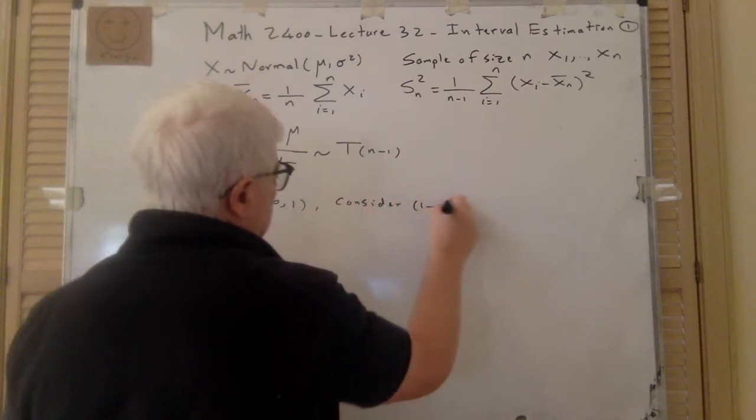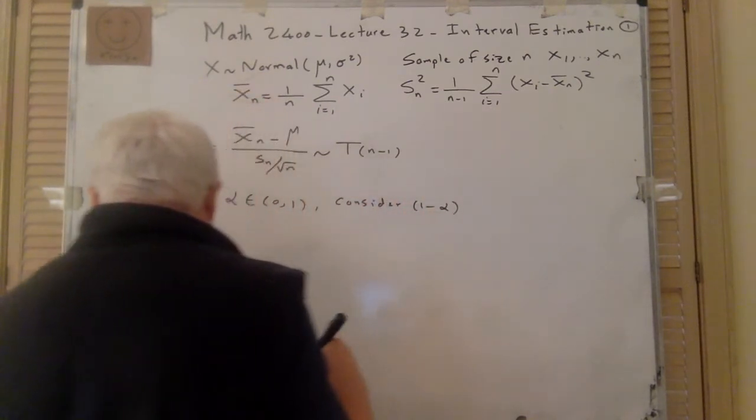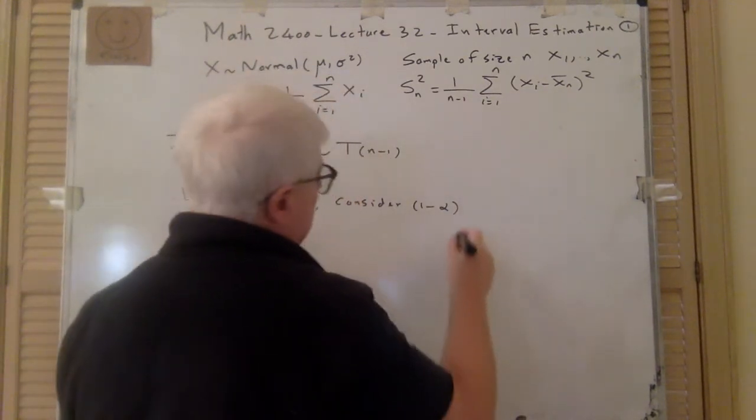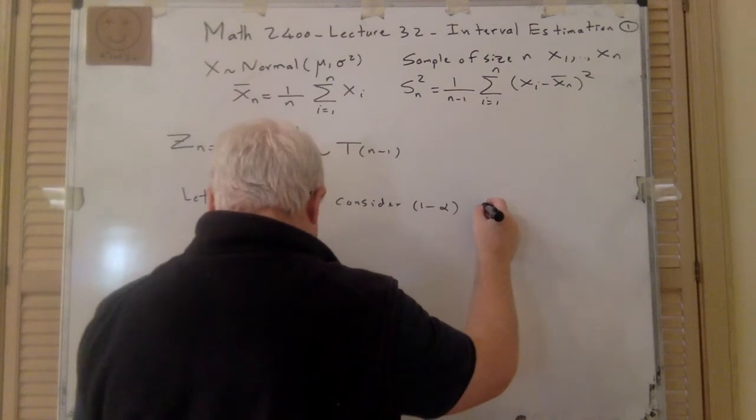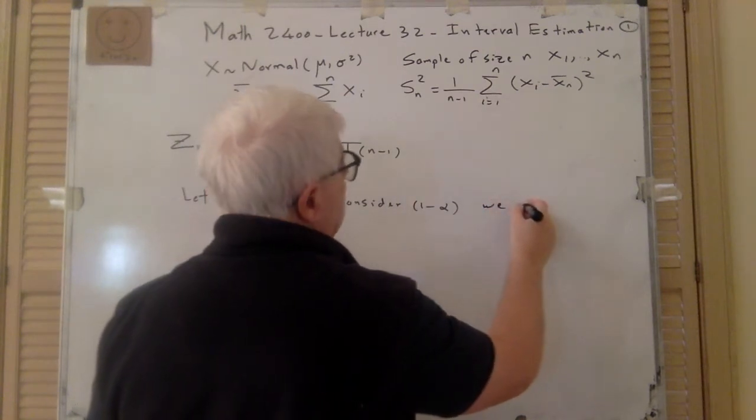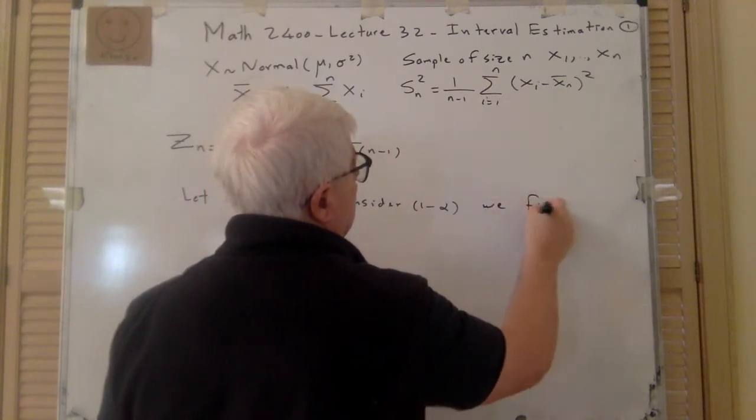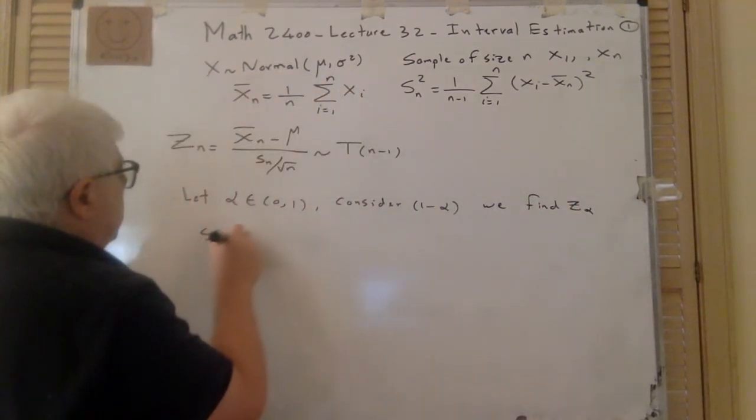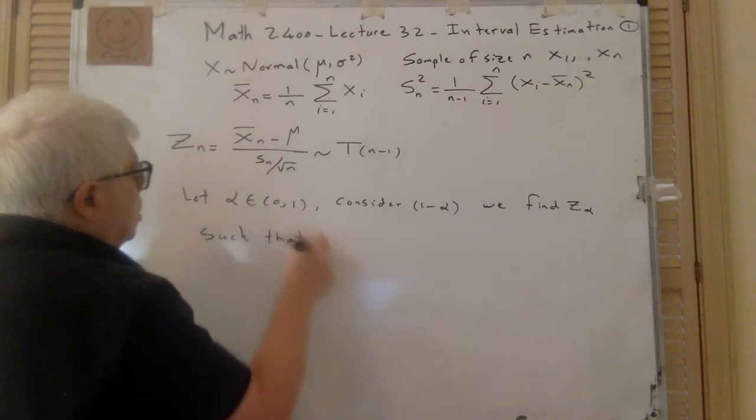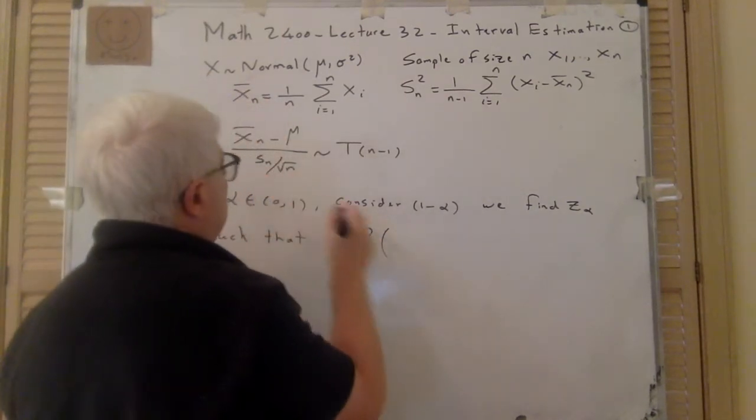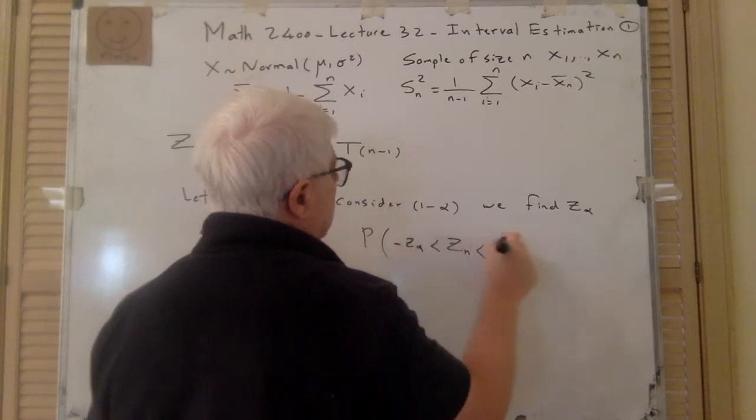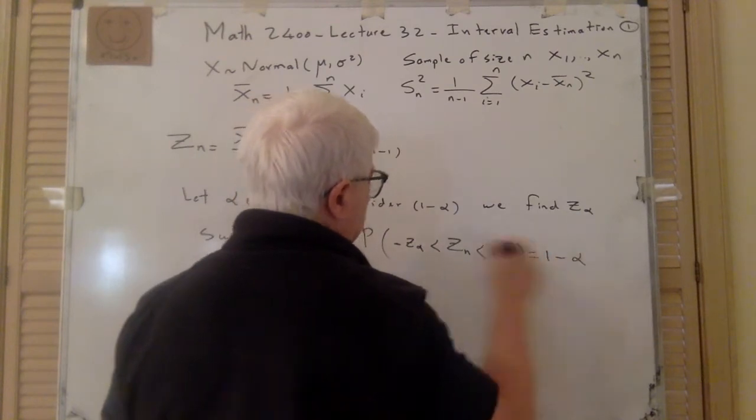1 minus alpha. This is more customary to use this. And we find Z alpha such that the probability of this Zn between minus Z alpha and Z alpha is 1 minus alpha.